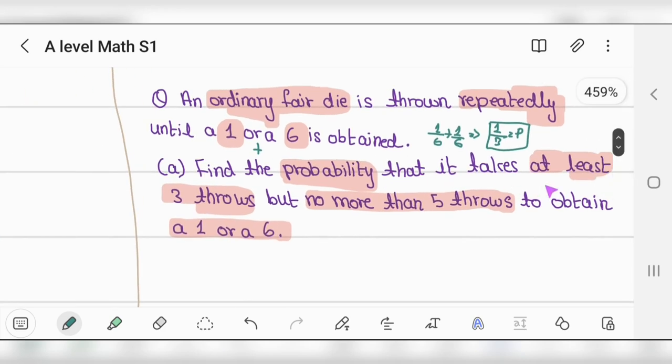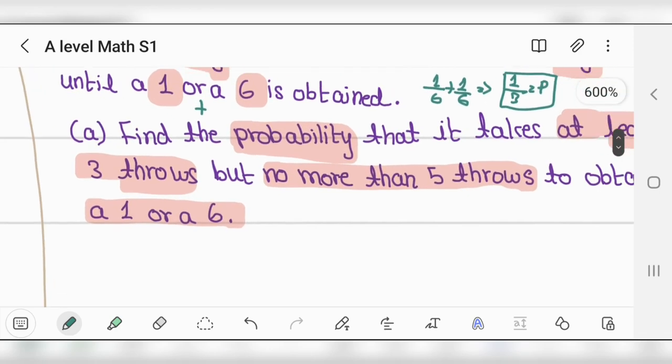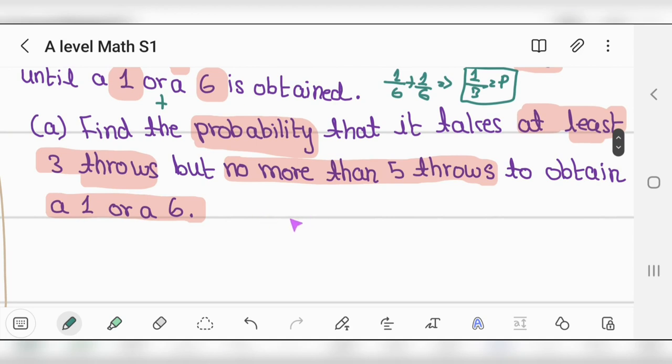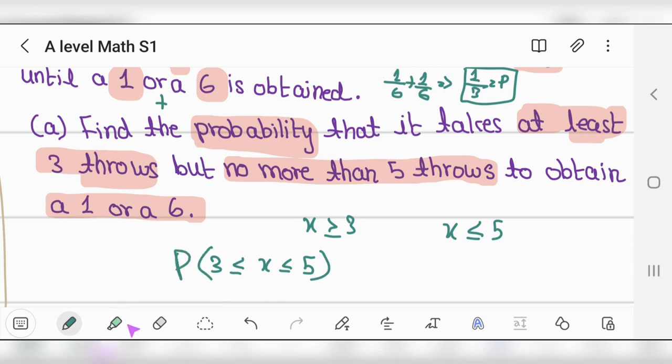Find the probability that it takes at least 3 throws, but no more than 5 throws, to obtain a 1 or a 6. Okay, it takes at least 3 throws, so X is greater than or equal to 3, but not more than 5 throws. So let me write it down like this, and we need to find the probability of this.